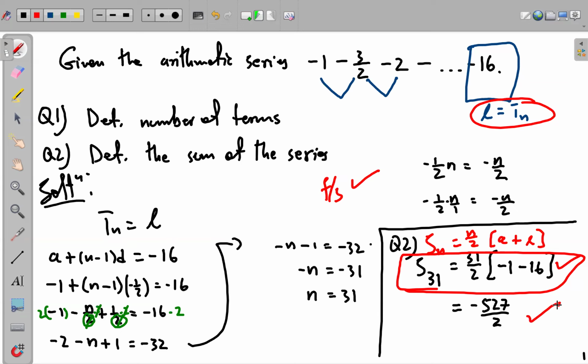Right, so that will be the sum in this question. Yes, someone is there. Nhlanhla. Yeah, I don't know if I'm the one who's wrong, but didn't you transpose the -2 to the right-hand side?